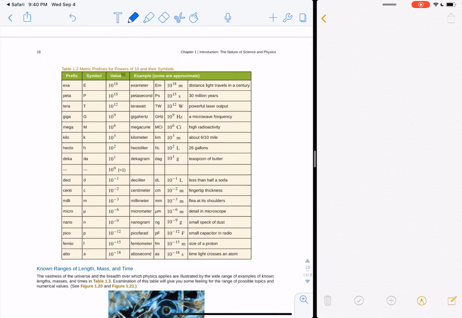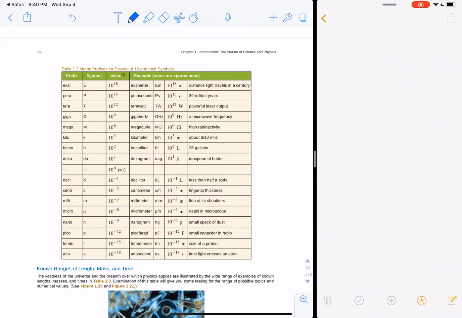All right, so here's your prefixes. Your symbols here, you can have, you know what a centimeter is, a tenth of a meter. A millimeter is 1,000th of a meter, and so on. A micrometer is a millionth of a meter. A nanogram is 10 to the minus 9 grams. You could also have a nanometer, which would be 10 to the minus 9 meters. So, you know, these are just examples of different things.